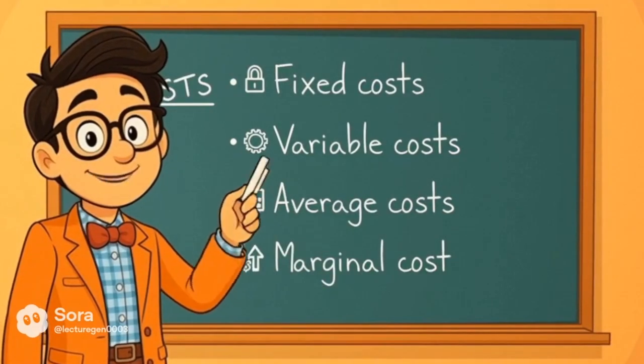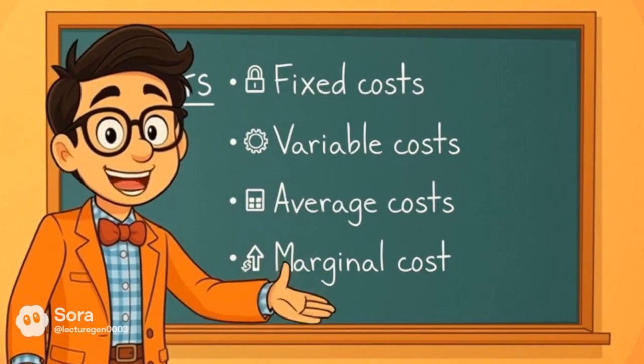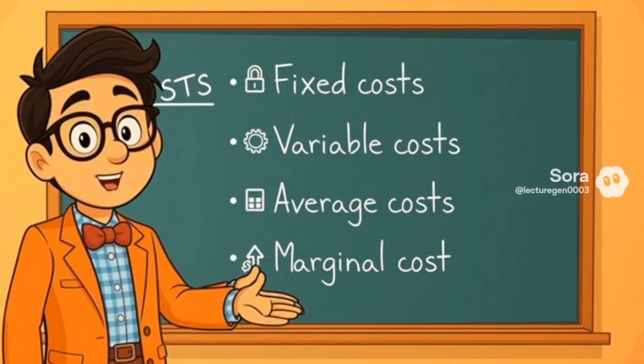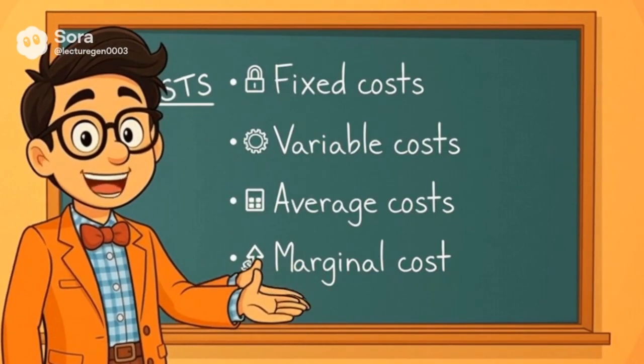So remember, fixed costs don't change with output, variable costs do, average costs show cost per unit, and marginal cost drives firms' production and pricing decisions.